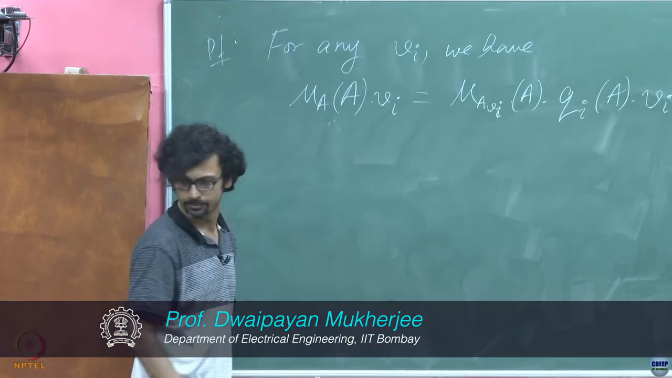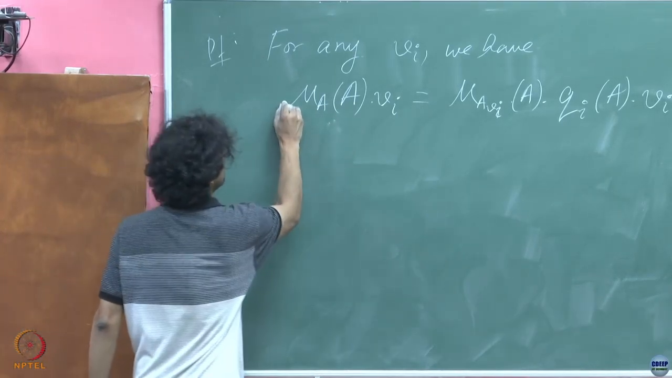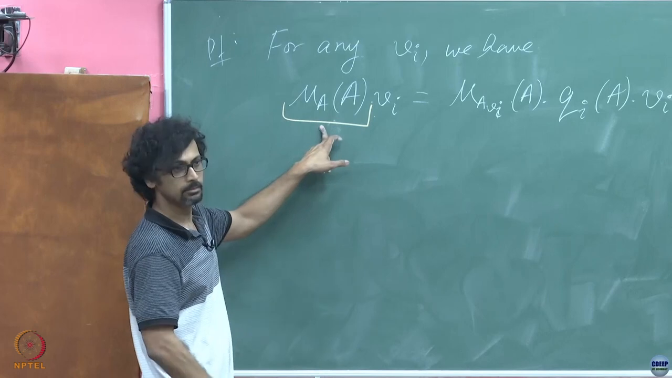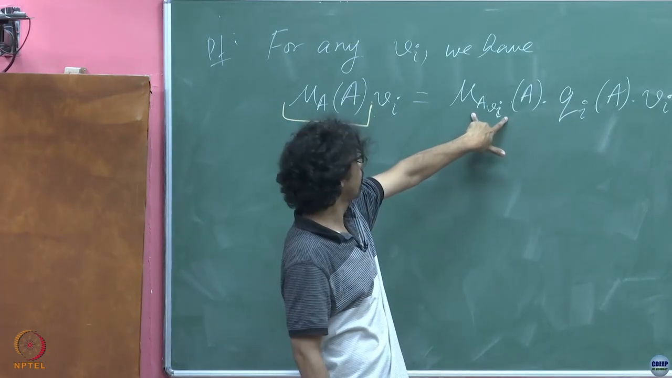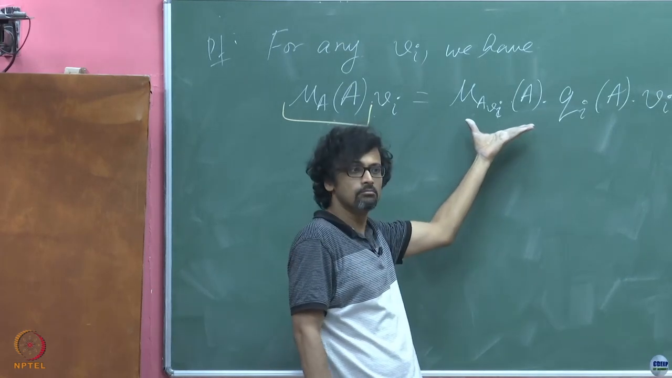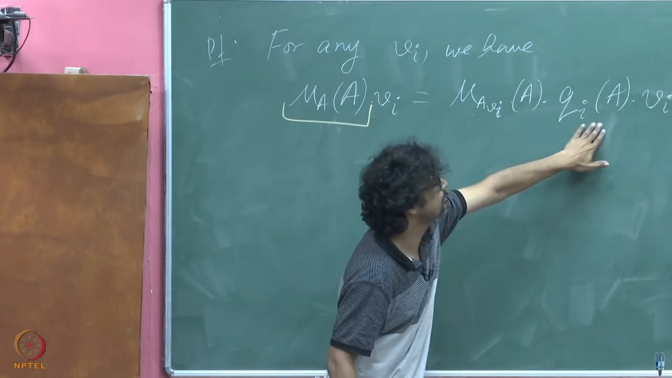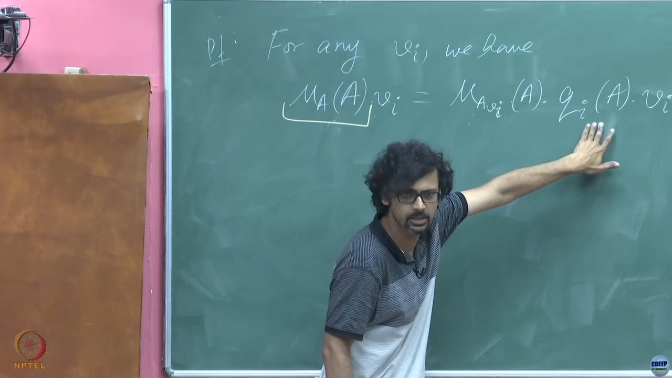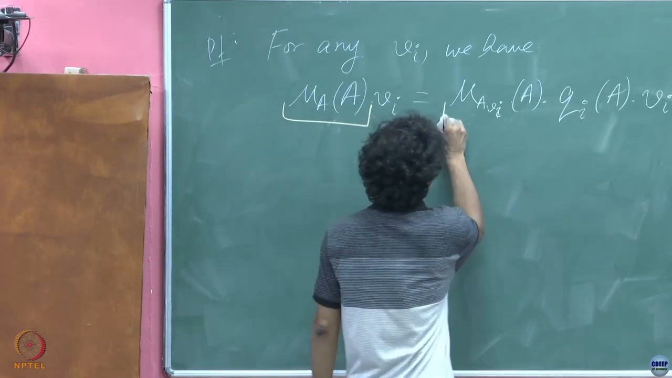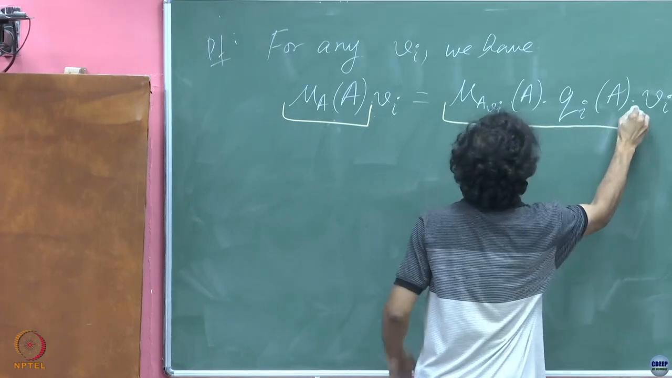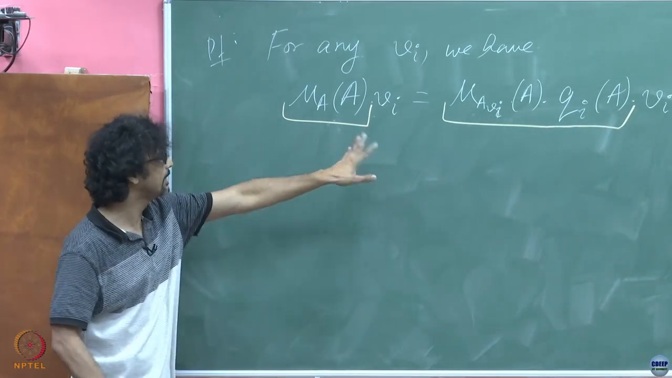This mu_A is a common multiple of each of the mu_{A,v_i}. Therefore, it must be representable as mu_{A,v_i} times some quotient q_i. Of course, the remainder is 0, right? So this object I put an under brace on are identical.